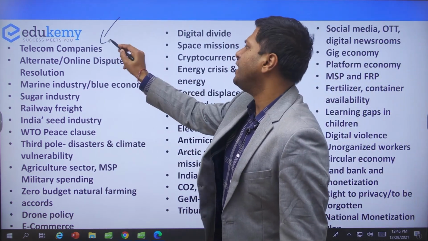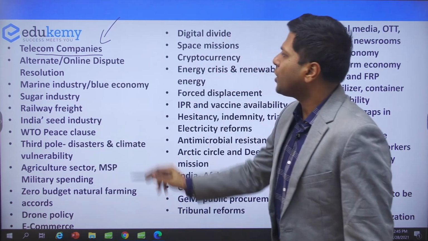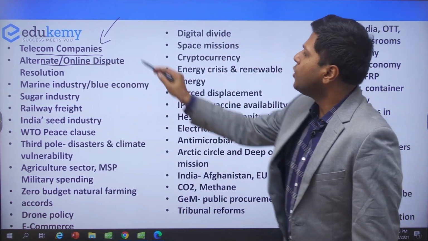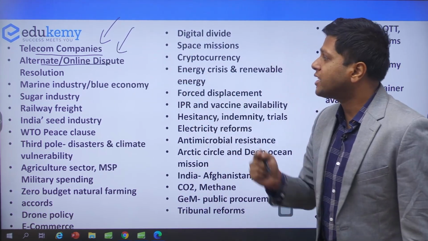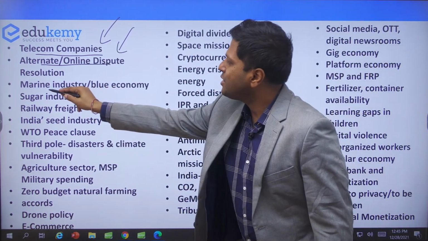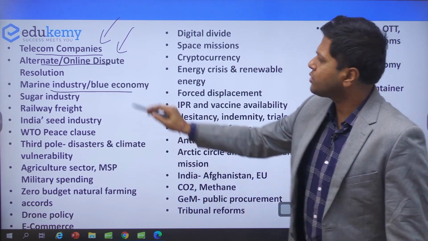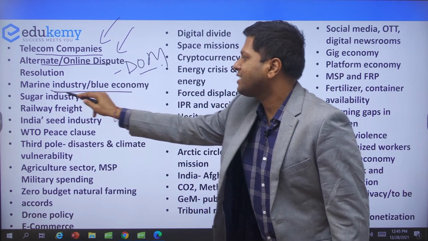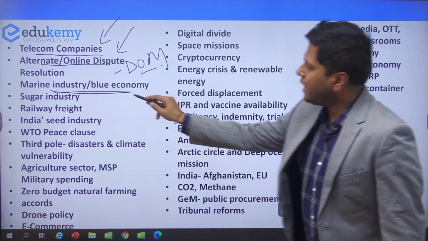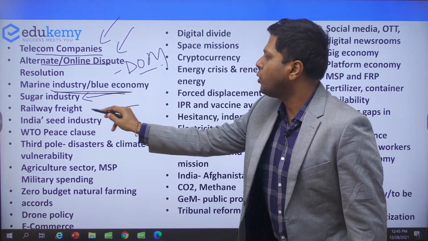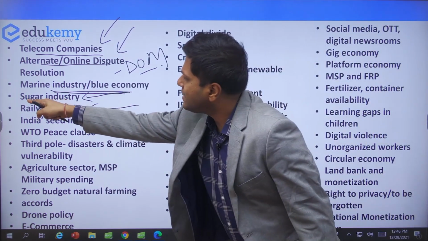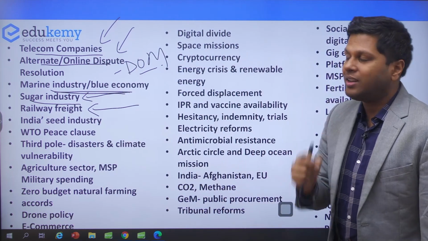Telecom companies, 5G and government aid, online or alternate dispute resolution, which has been in news all the time, also related to Vodafone retrospective taxation. Marine industry, blue economy, very much in news. Deep Ocean Mission and India's marine sector, fisheries sector. Sugar industry, FRP in news, export, and also related to India's sugar industry in ethanol production.